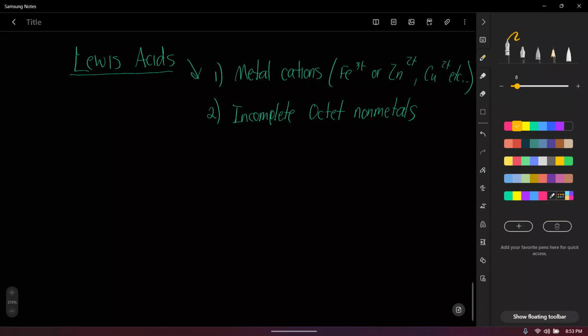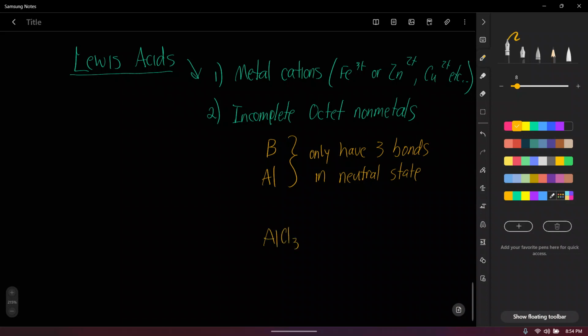We don't really ever use group 2 because they would be a little bit too unstable. But we use group 3. So that would be like boron and aluminum. So boron and aluminum both only have 3 bonds when they're neutral. Only have 3 bonds in their neutral state. So when you have something like AlCl3, AlCl3 is neutral. However, it has a giant empty p orbital.